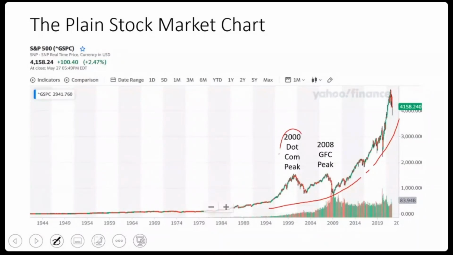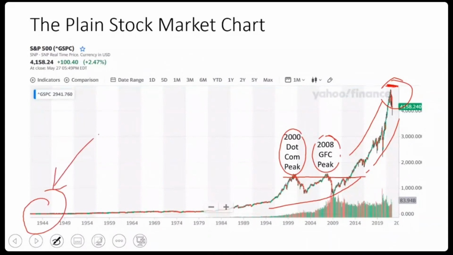We all know about the dot-com bubble. We all know about the global financial crisis, and just look where markets are today. It gives you a perspective that this past 10 years has been extraordinary. The markets have never ever, as you can see, this chart goes all the way back to 1944, we have never ever seen a market like this. Full stop.